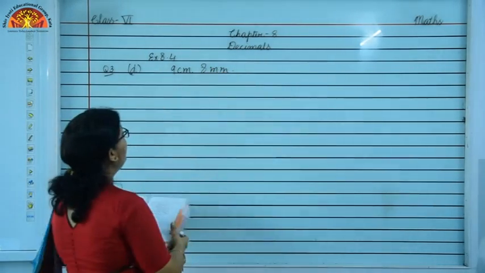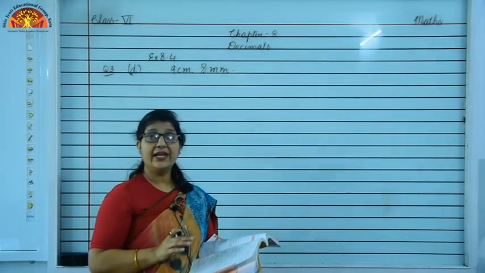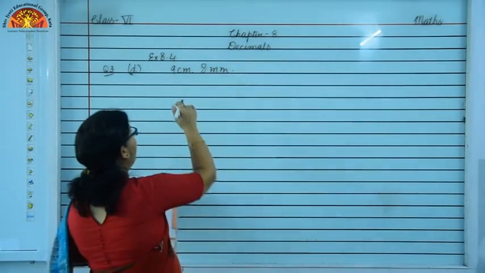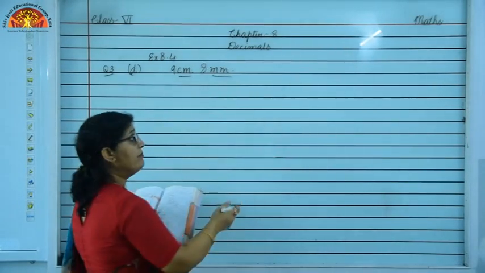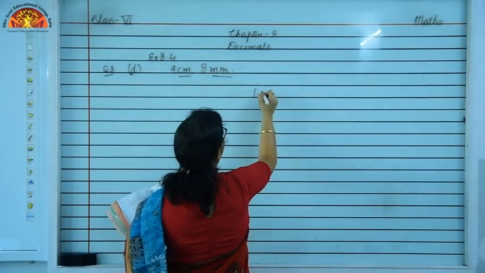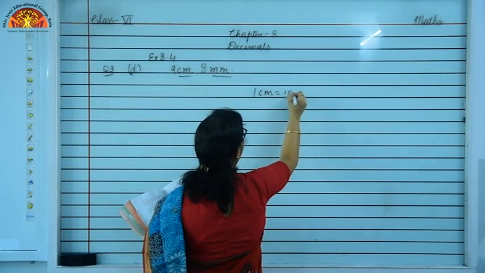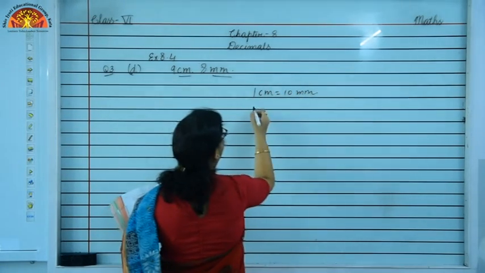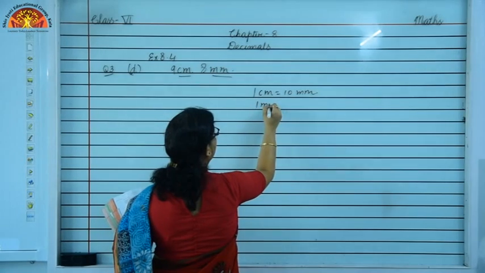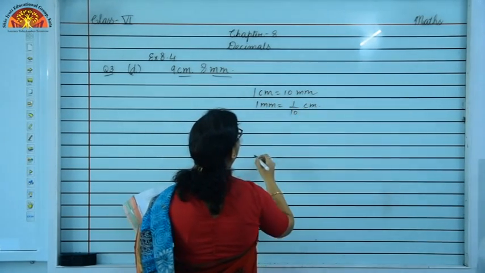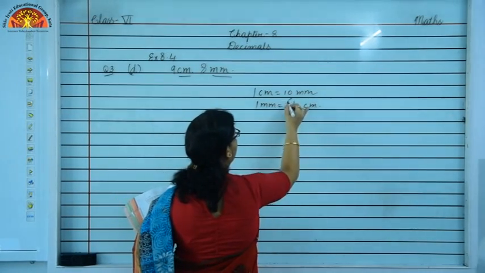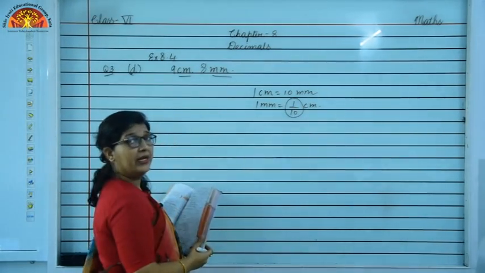Now students, we want to convert into centimeters. So you should know what is the relation between centimeter and millimeter. 1 centimeter is equals to 10 millimeter and 1 millimeter is equals to 1 upon 10 centimeter. So to convert into centimeter, we multiply it by 1 by 10.